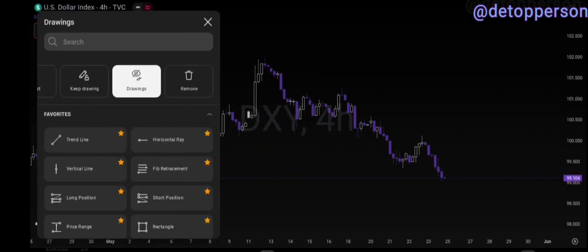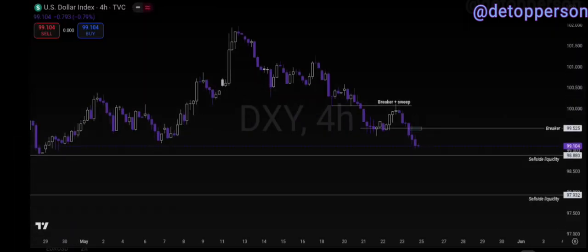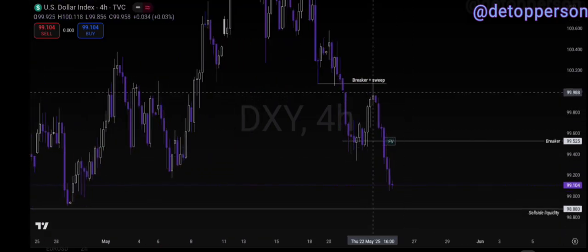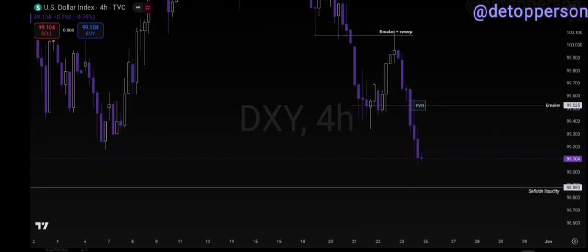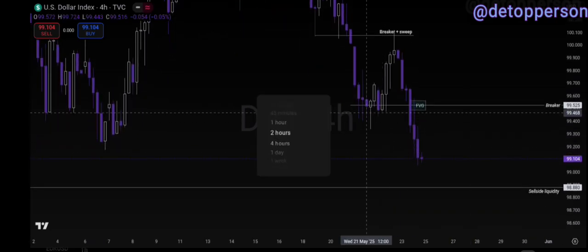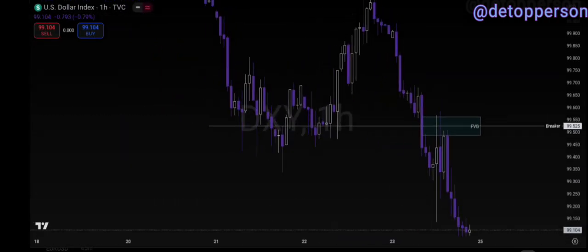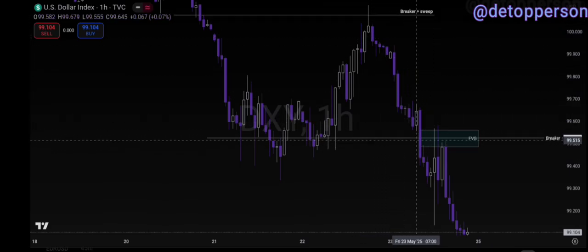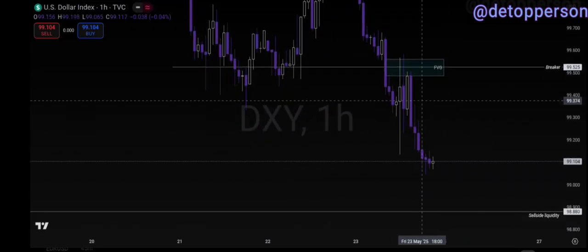Okay, so this is it. Sell side liquidity, two targets, and you could see the breaker plus sweep inside our daily fair value gap. You can see how price started rejecting. Now, if you scale down to the 1 hour time frame, this is what you will see. The moment price traded above, which was on Thursday, price started dropping. Now we have this fair value gap that was mitigated. You could see how price reacted from it, and price dropped all the way lower.